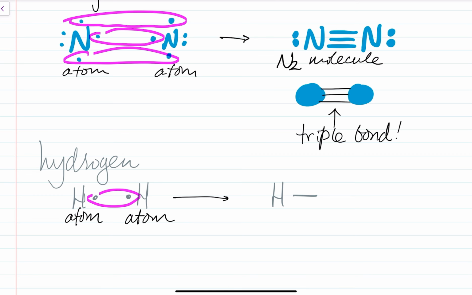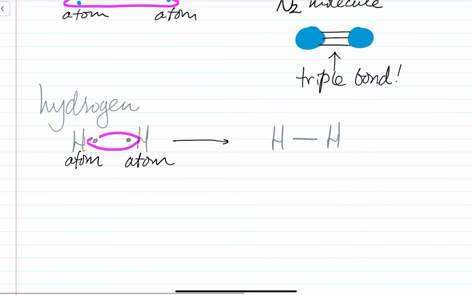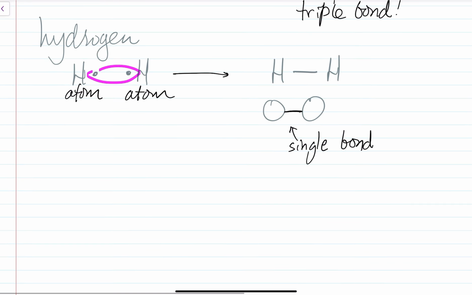So hydrogen is going to covalently bond like that. And if we're going to do a ball and stick model, do not pack up. I'm not done. Single bond. And we call those covalent bonds.